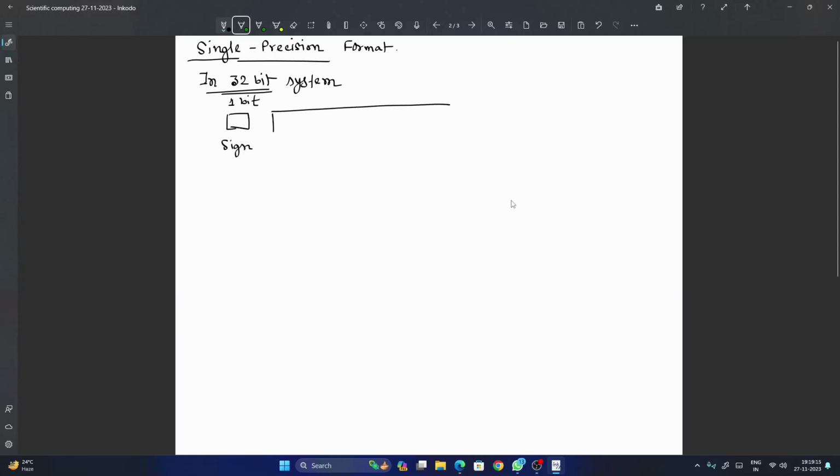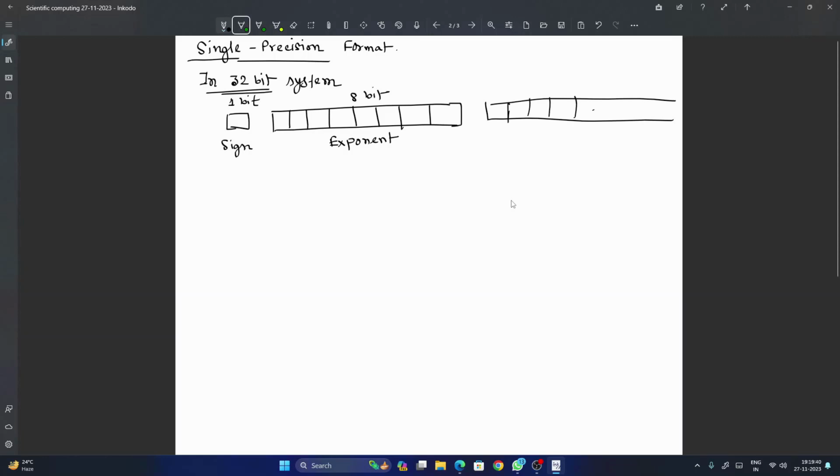Then after that, a total of 8 bits: 1 2 3 4 5 6 7 8. This number of bits is for the exponent portion, not the mantissa. And after that, the remaining 23 bits are for the mantissa portion.